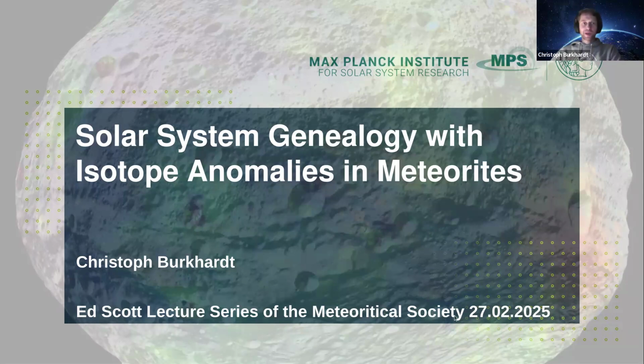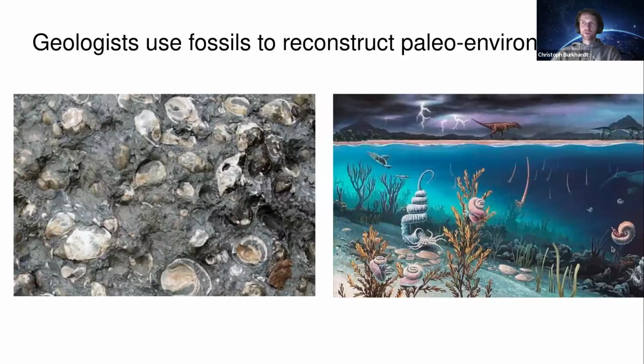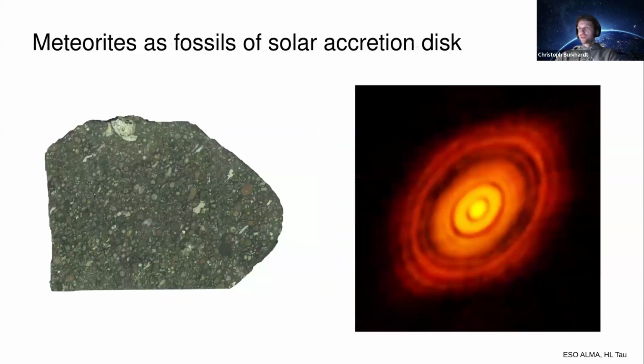So my background is in geology. And what do geologists do? Well, they take fossils and they try to reconstruct some paleo environments. And as cosmochemists, the fossils we use are meteorites, and the environment we want to reconstruct is the solar accretion disk and the processes that happen in it to form dust into planets. And today, you can look at meteorites in various ways and get information out of them.